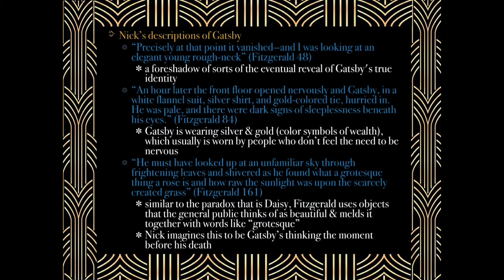For example, the quote, "Precisely at that point, it vanished, and I was looking at an elegant young roughneck." Fitzgerald 48. When Nick says he's looking at an elegant young roughneck, we as the readers do not know anything about Gatsby at that point. It is unknown what his background is yet, so how could we know that he potentially could be an actual quote-unquote roughneck? The question that you may be asking at that point in the book is, how can someone be both elegant and a roughneck? This oxymoron is a foreshadow of Gatsby's eventual identity reveal.